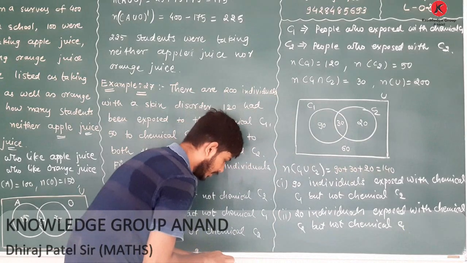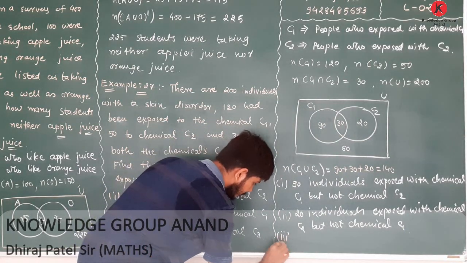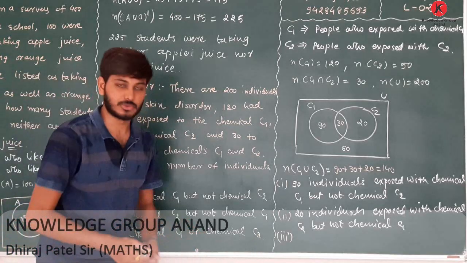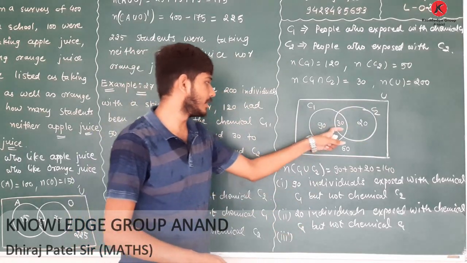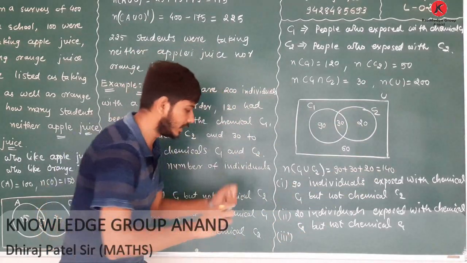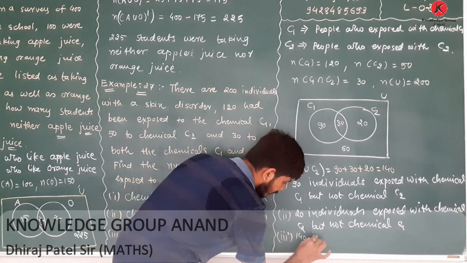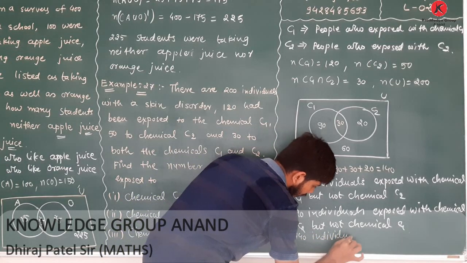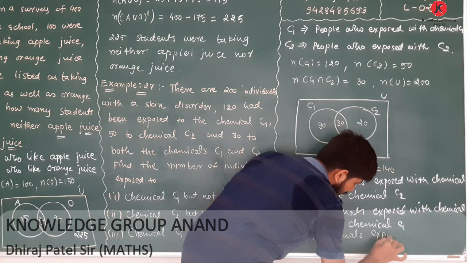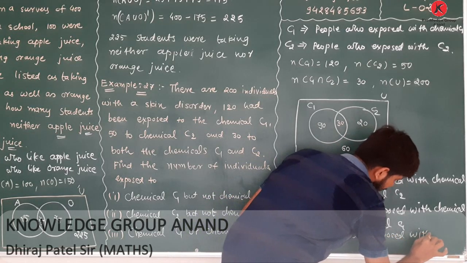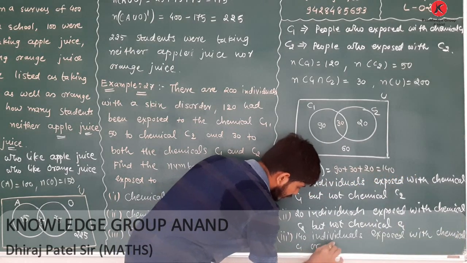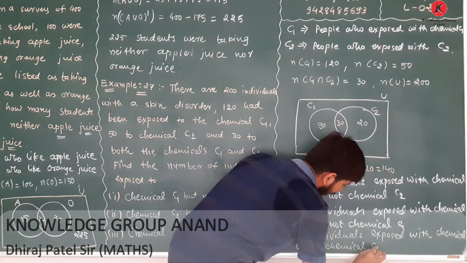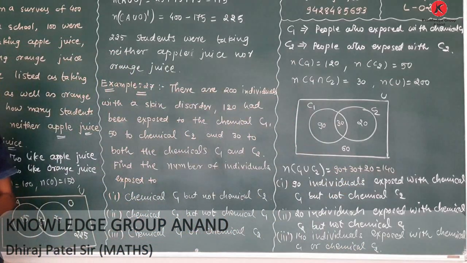Next one, the answer of the third question, chemical C1 or C2. Chemical C1 or C2 means this whole portion, and we know that 90 plus 30 plus 20 equals 140. Therefore you can say that 140 individuals were exposed with chemical C1 or chemical C2. Clear? Those are your answers. Clear? So this is how to give the answers of this type of questions by Venn diagram.